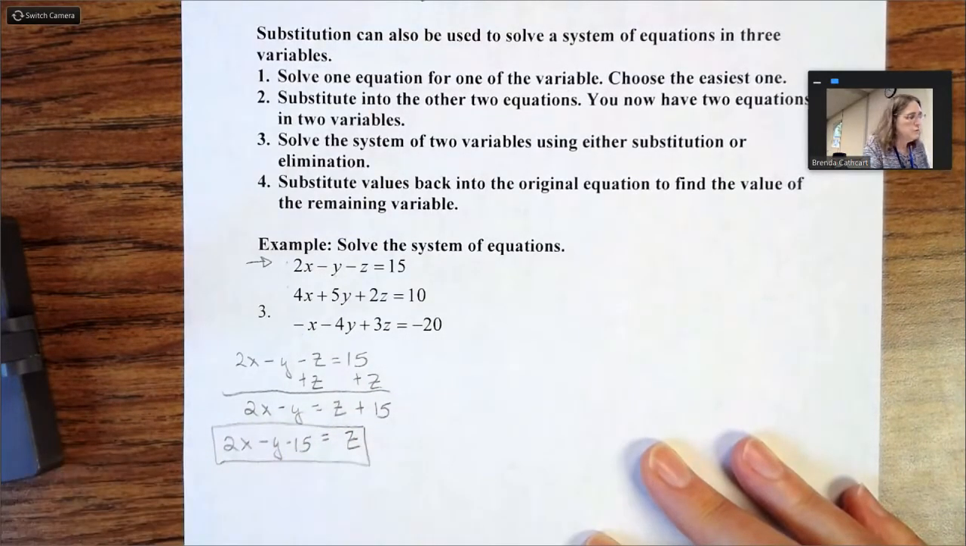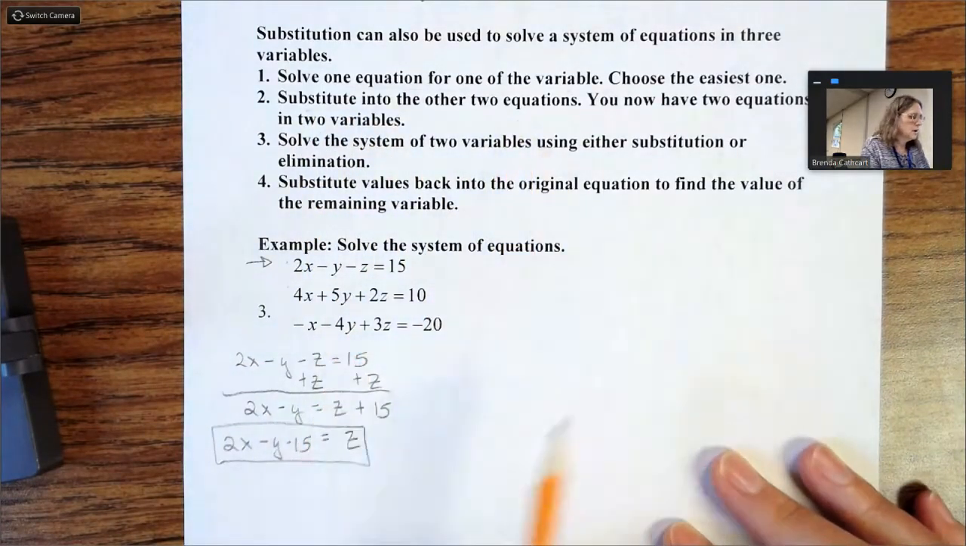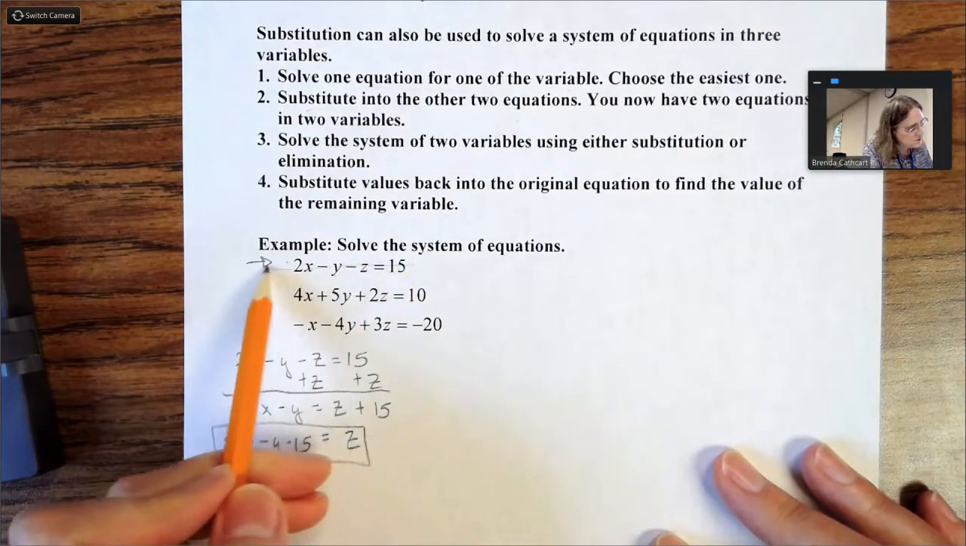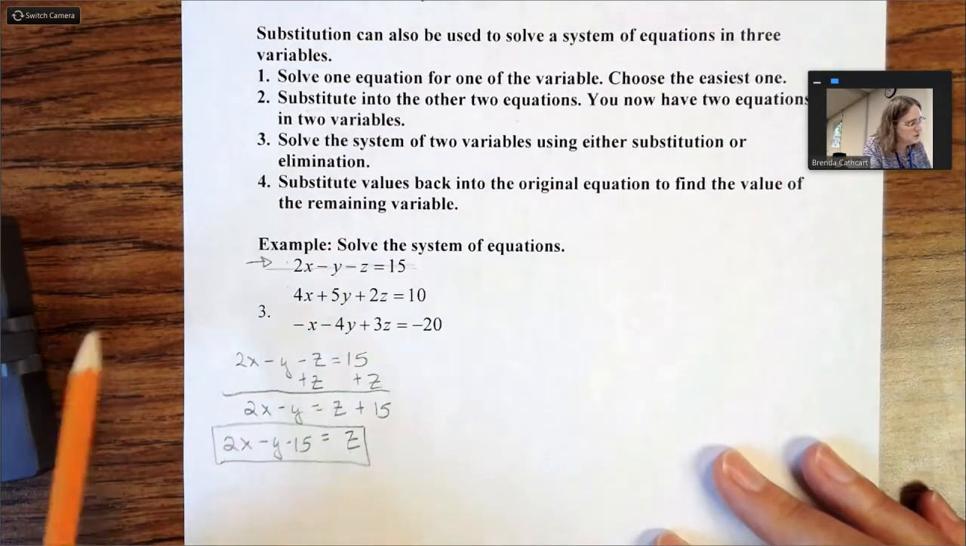Now we're going to move to step 2. We're going to substitute that into the other two equations. So I am going to replace z in the other two equations. Can't use this one. That's the one I used to solve for z. Has to go into the other two equations.